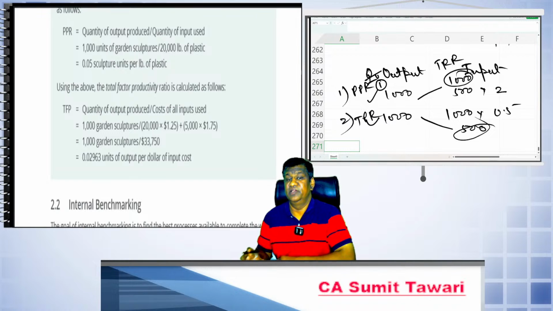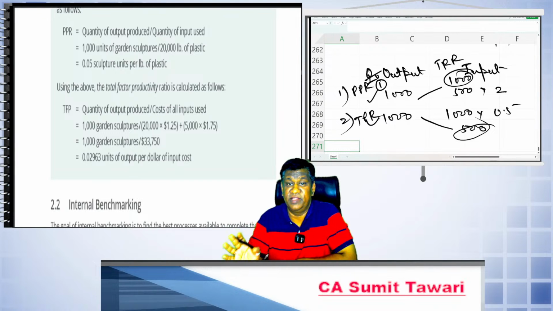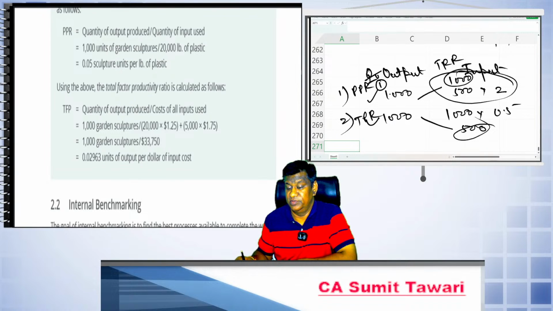Okay, so that we need to evaluate. I mean, what would be the impact? Okay, so the partial factor we are using when we are using the quantity only, and the total factor we are using when we are using the cost.